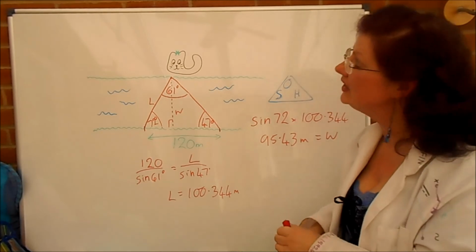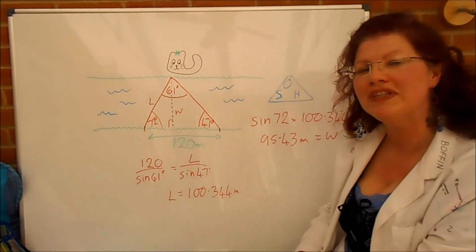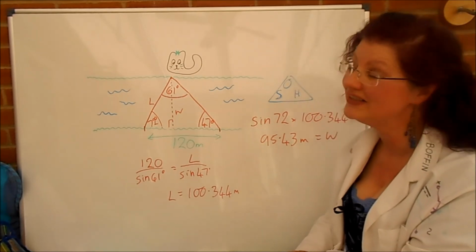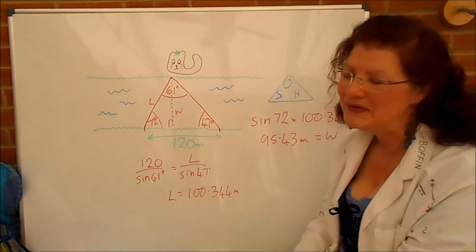So the answer is yes, Bathilda can swim across the river to get to her food on the other side because she can swim 100 metres and it's only 95 metres wide. So hooray, happy cat.